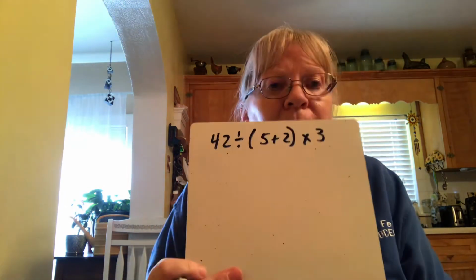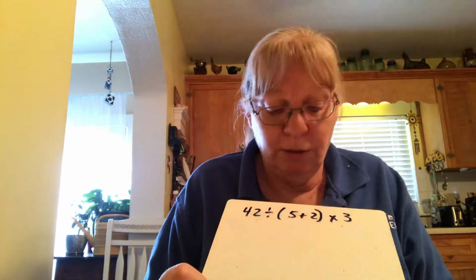Here's one more. All right, one more. I have 42 divided by, parentheses, 5 plus 2, times 3. Okay, we always do what's in the parentheses first, right? So 5 plus 2 is 7. So I'm going to rewrite this. 42 divided by 7 times 3.